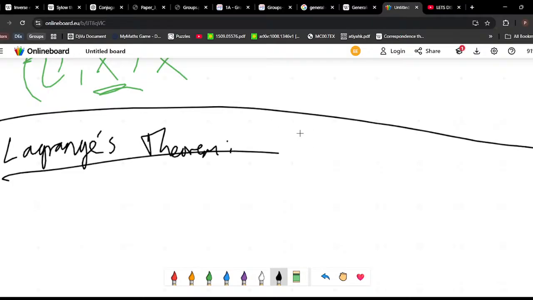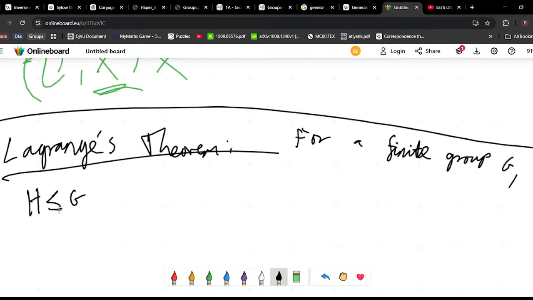But anyway, for a finite group G, say we have a group which has n elements, and H being a subgroup of G. Now, a subgroup is a subset of G which is a group, with the same operation, of course. It's a subset of G which is a group in its own right.